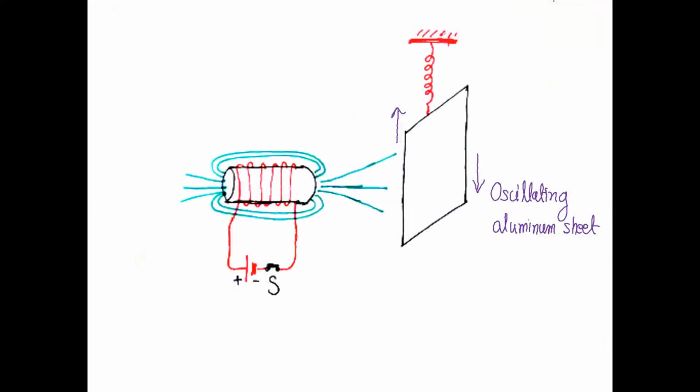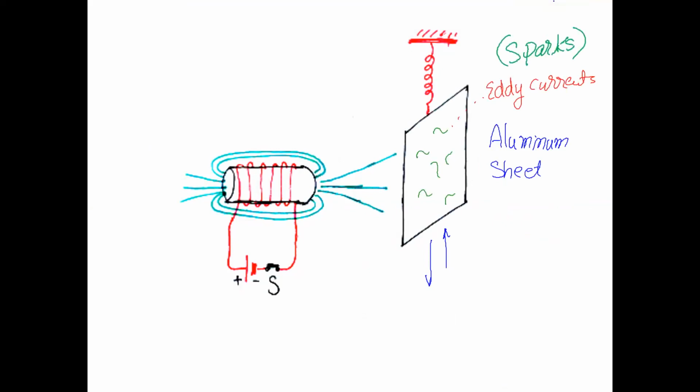Now, the sheet is vibrating, and I switch on the electromagnet. When I switch on the electromagnet, magnetic field lines will begin to cut the oscillating aluminum sheet. This will be a case of Faraday law. Field is cutting, field is changing. So according to Faraday law, EMF is induced.